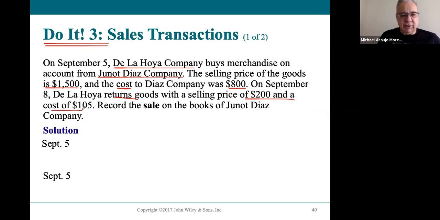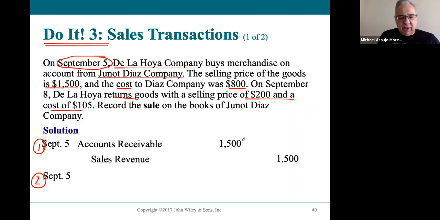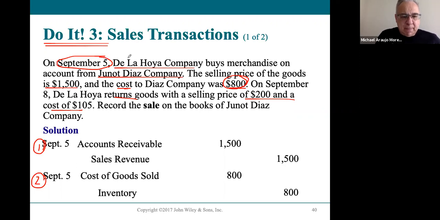So first things first. Let's find out how we would record in our journal for the 5th of September when they made the sale. Remember, any seller has to do 2 steps. They have to record the sale, and then they have to record the cost of the sale. So the first thing that happens is we're going to debit accounts receivable for 1,500, credit sales revenue for 1,500. But again, we just sold them $800 of our merchandise, so we're going to need to debit the cost of goods sold for 800 and credit inventory for 800. So all of this would happen to show the record of what happened on the 5th of September for Juno Diaz.